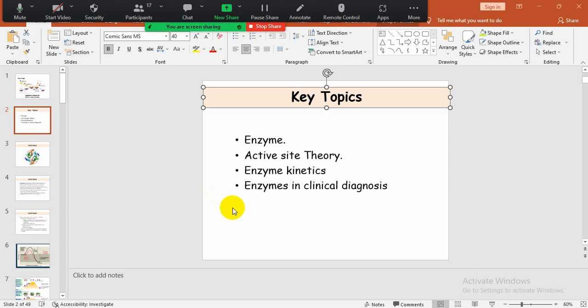Enzyme. By the end of this class, we will know what an enzyme is, the active site theory, enzyme kinetics, enzymes in chemical reactions, or clinical diagnosis.